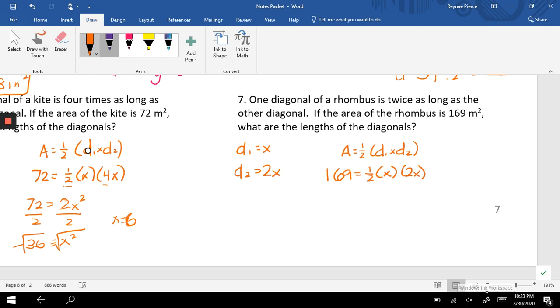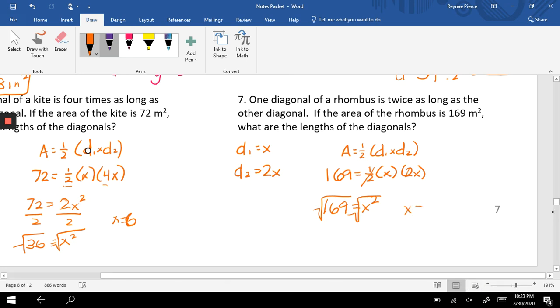Lucky enough, my 1/2 and my 2 cancel on the right side. So now I've just got 169 equals x squared. Find the square root of both sides. We find x to be 13. But we don't want just the x value. We want the actual lengths of the diagonals. So one diagonal will be 13 meters. 2 times 13 is 26, so the other one will be 26 meters.